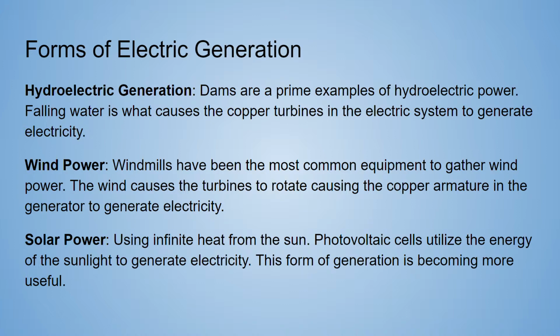And solar power is using infinite heat from the sun. Photovoltaic cells utilize the energy of the sunlight to generate electricity. So like the solar panels and all that, each square or each circle, whatever it's made out of, is a photovoltaic cell. And this form of generation is becoming more useful nowadays. So there's a lot of businesses and even just homes that are using solar power.